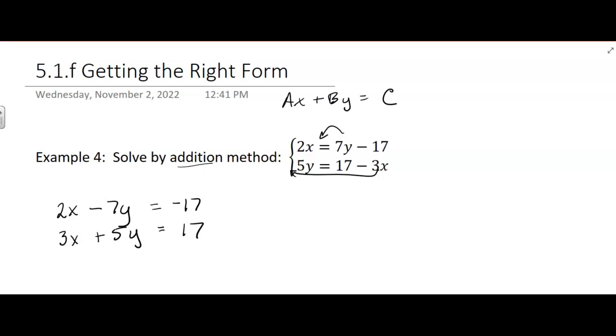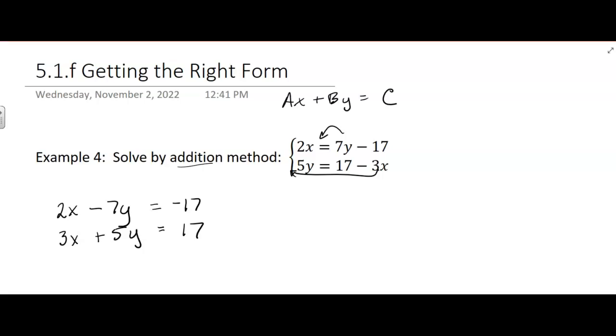So I want to get either the x's to eliminate or the y's to eliminate. Now, I'm going to choose the y's. Now, some of you might say, well, I'd rather choose the x's because they're smaller numbers. And you have a good point. We could do it that way. But I'm going to go with the y's because one's already positive and one's negative. Okay, so that's why I'm going to do it that way.